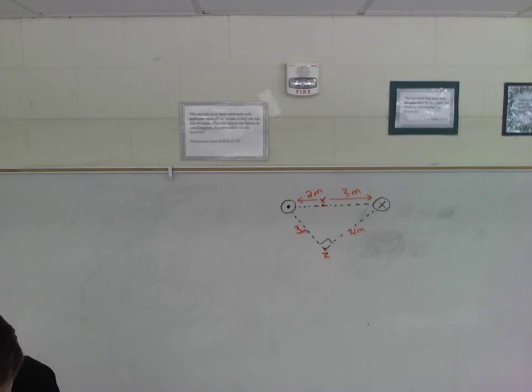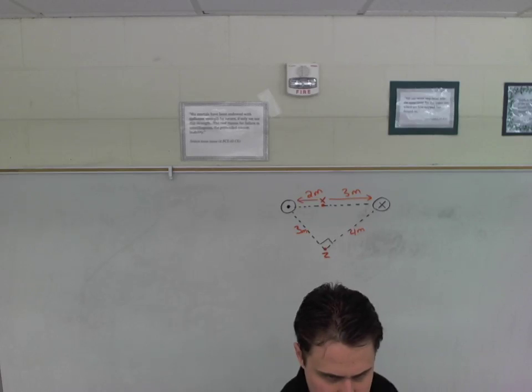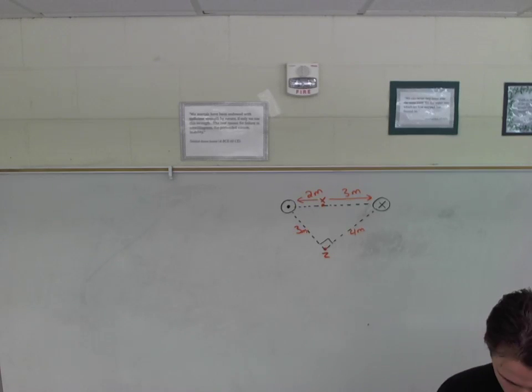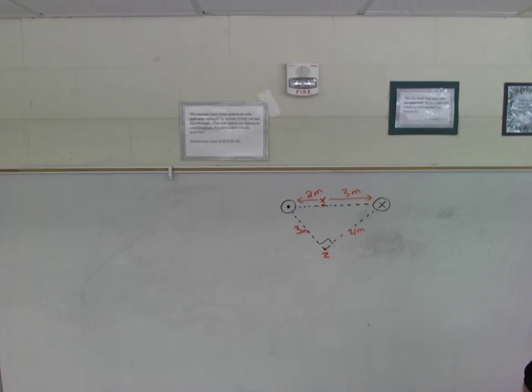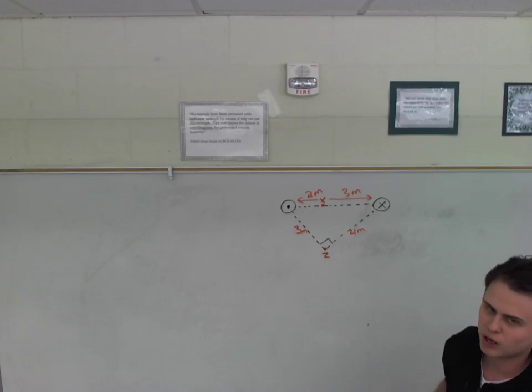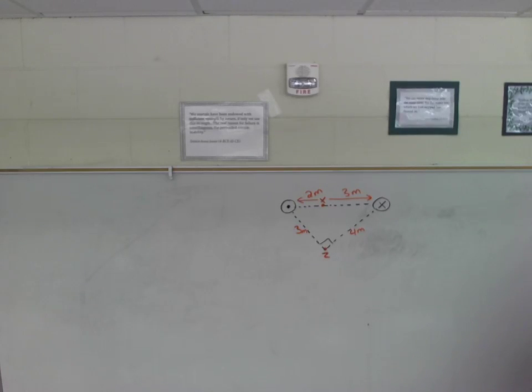Number 5. Number 4 is a good exercise for you guys. I think that one shouldn't be too hard at all. Okay. Number 5, it says find the magnitude of the B field and sketch it at this spot and at this spot.